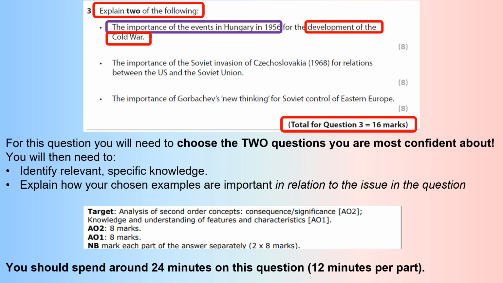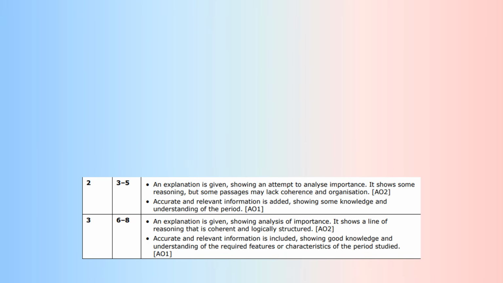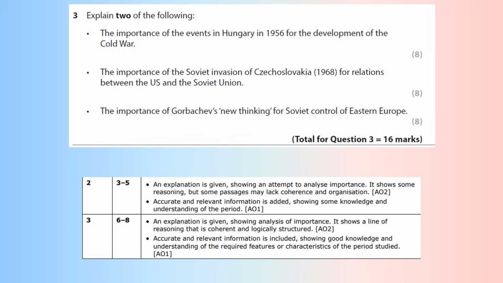Let's have a quick look at the exam's mark scheme. Remember that question 3 is out of 16 marks in total, but as you can see on the mark scheme, it's marked out of 8. That is because each part of this particular question is marked separately. Let's compare level 2 and level 3. I've not bothered with level 1 because you want to aim higher than that.